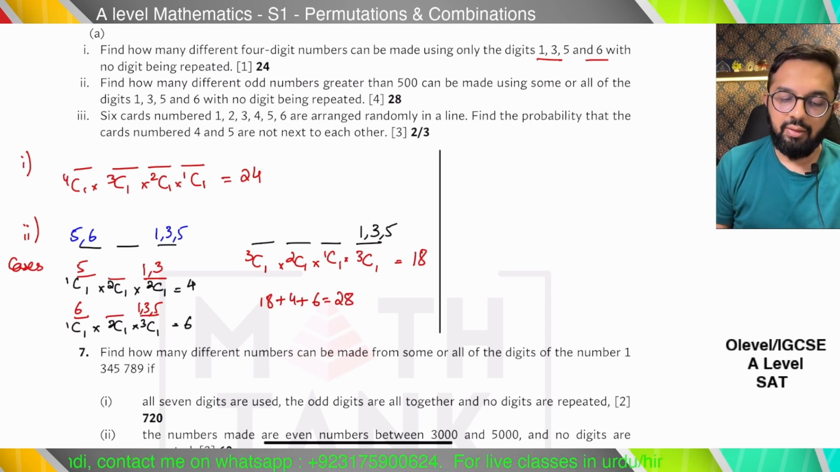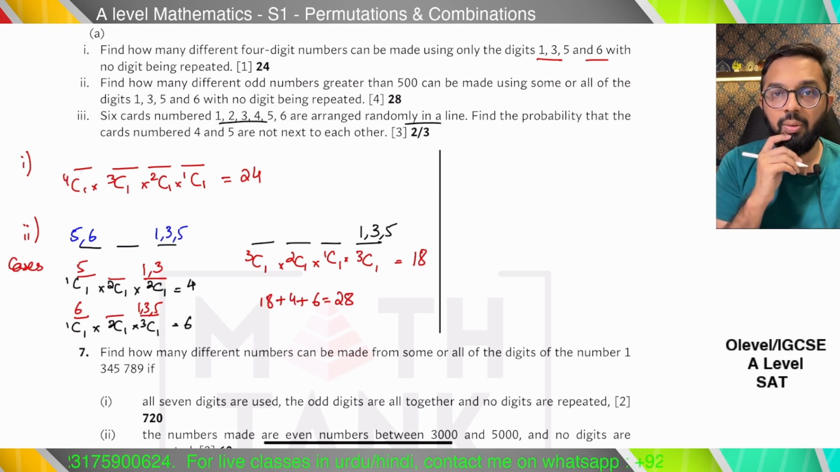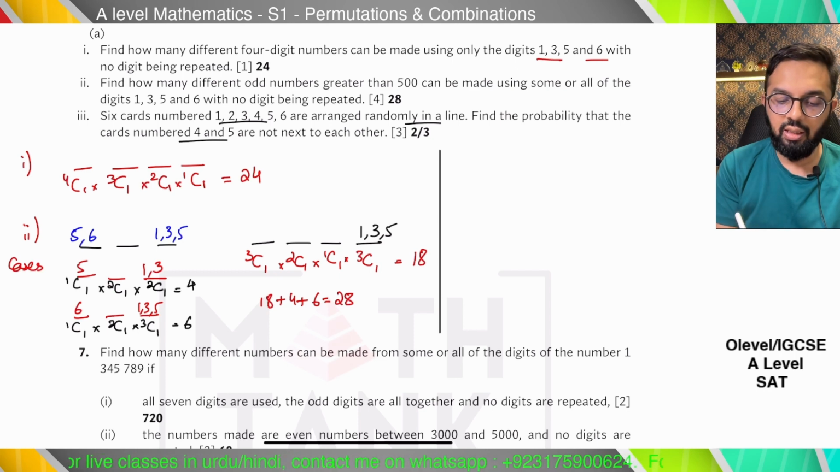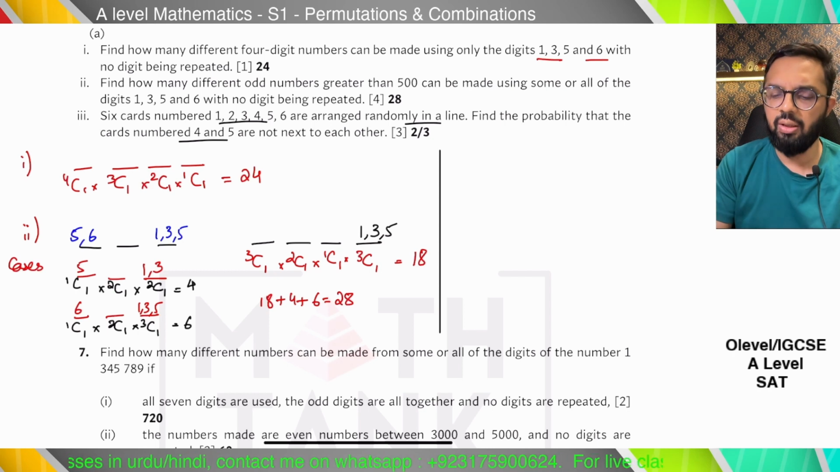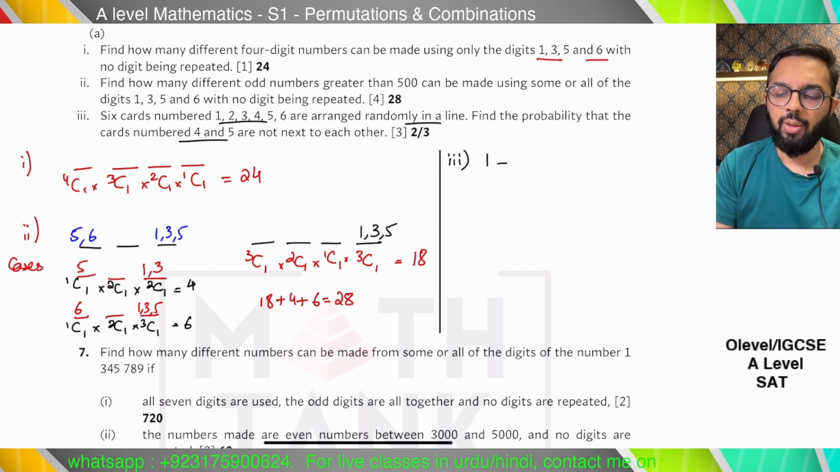Let's say then 6 cards numbered 1, 2, 3, 4, 5, 6 are arranged in a line. Find the probability that the cards numbered 4 and 5 are not next to each other. When you want something not next to each other, there are two ways of doing it. Specifically, when there is a probability question, what I would suggest is doing this: 1 minus probability of together.